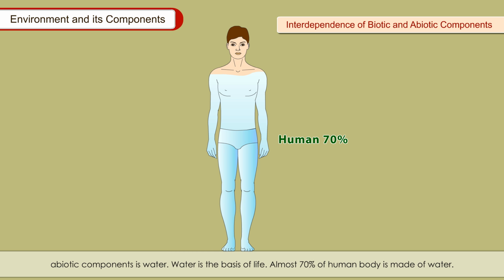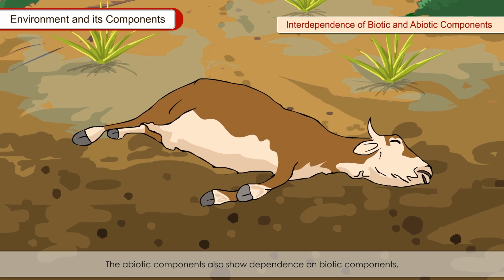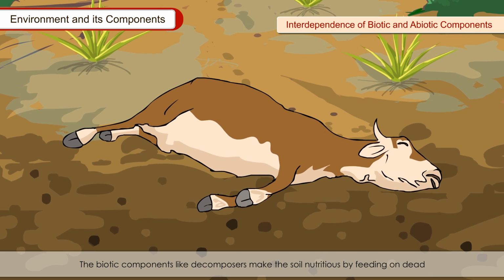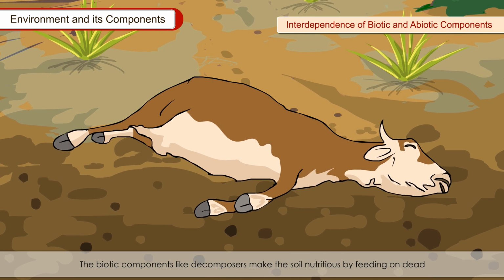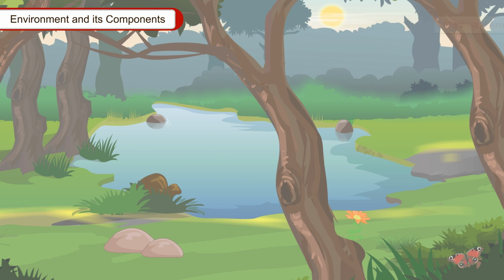Water is the basis of life. Almost 70% of the human body is made of water. There is no survival of any living thing without water. The abiotic components also show dependence on biotic components. The biotic components, like decomposers, make the soil nutritious by feeding on dead and decaying plants and animals. This process makes the soil rich in nutrients.